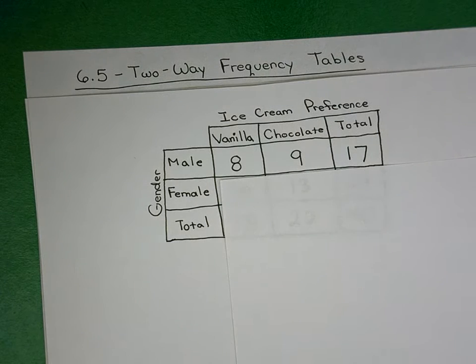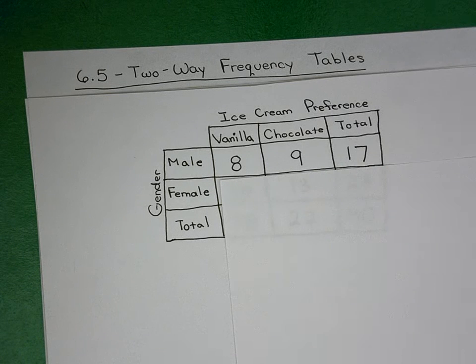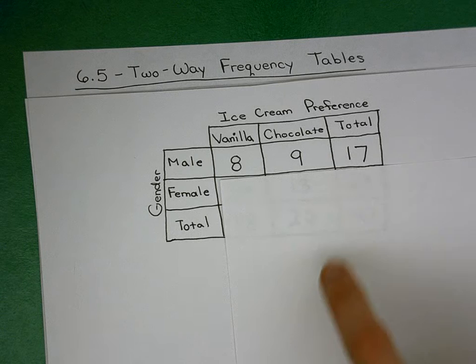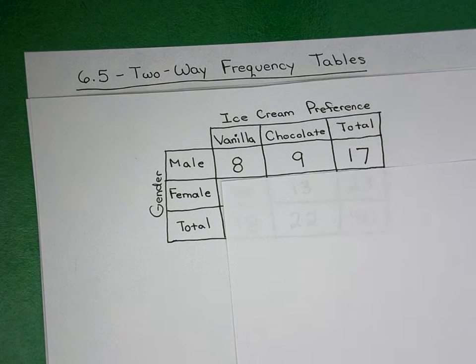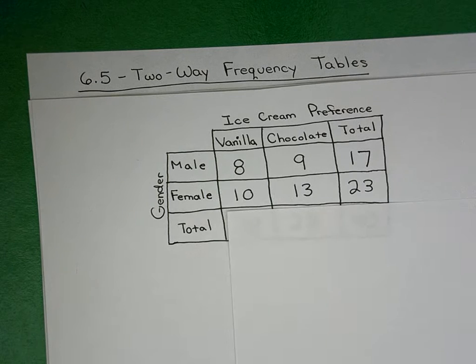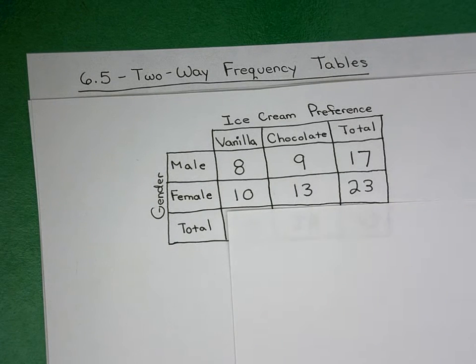Okay, female. Say you interviewed 23 females, because we interviewed 40 total, and 17 and 23 would make 40. So we'd be putting 23 here. 10 of them prefer vanilla, which means 13 of them must prefer chocolate. And so that's then my female row here. 10 prefer vanilla, 13 prefer chocolate, 23 total.